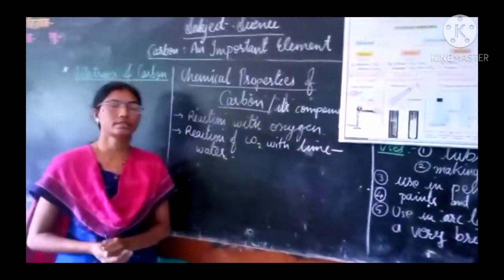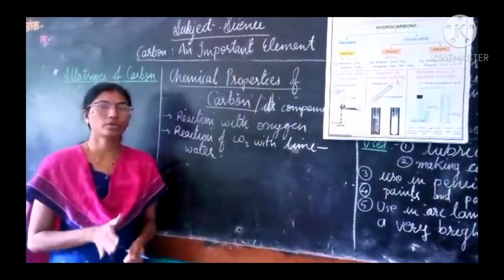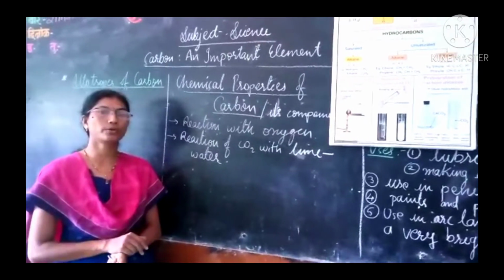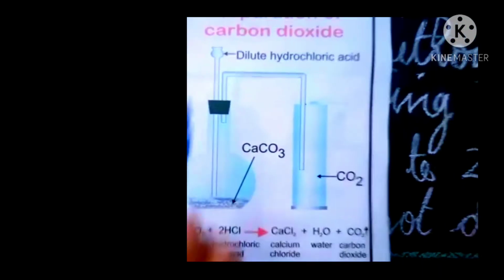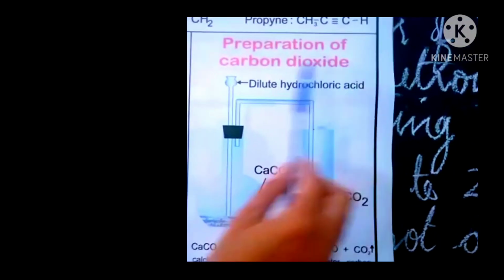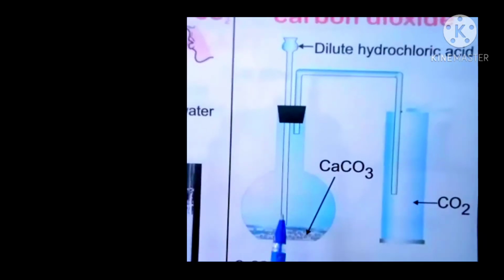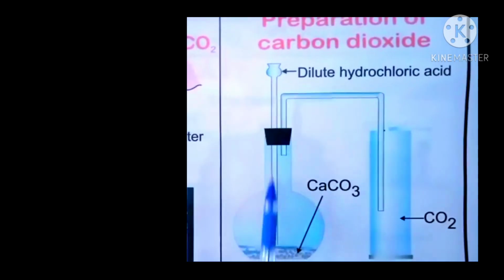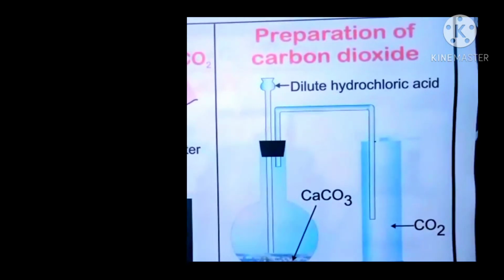Now students, let's see how the carbon dioxide is produced in the lab. Now, as per the reduced syllabus, we are not going to conduct that experiment. Only we are going to see how we can produce carbon dioxide gas. So let's see with the help of this diagram the laboratory preparation of carbon dioxide gas. First of all, let's see what is given here. It's a round bottom flask. There is a delivery tube here and a funnel is also there.